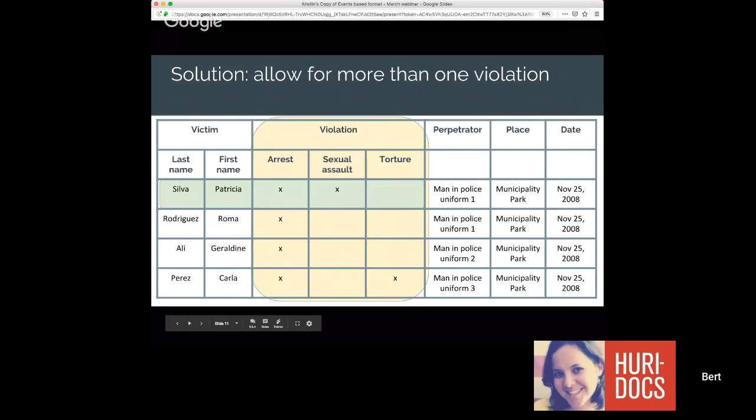On the next slide here, we show how you can add multiple violations. You see that under the arrest, you can put a cross, and under sexual assault, you can mark it as well. And so it shows that Patricia Silva has been both arrested and assaulted.